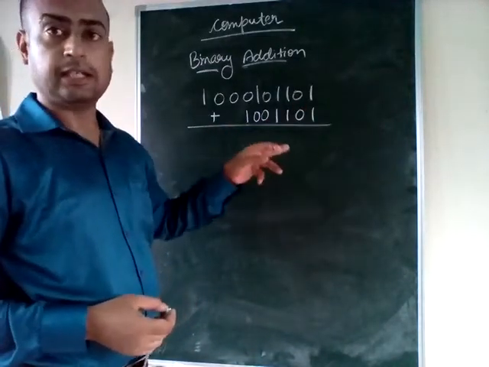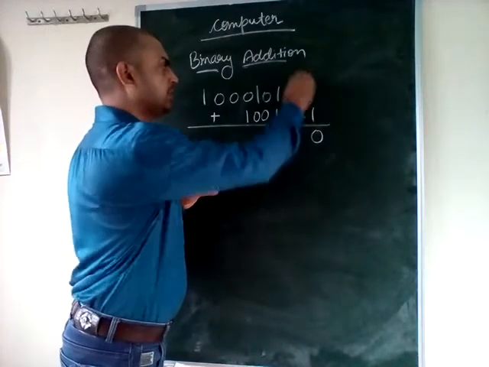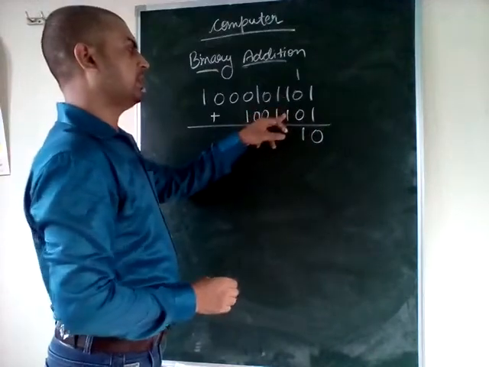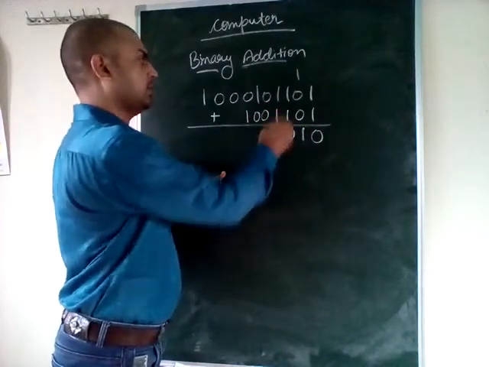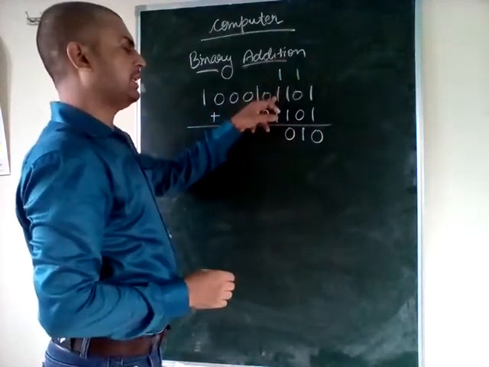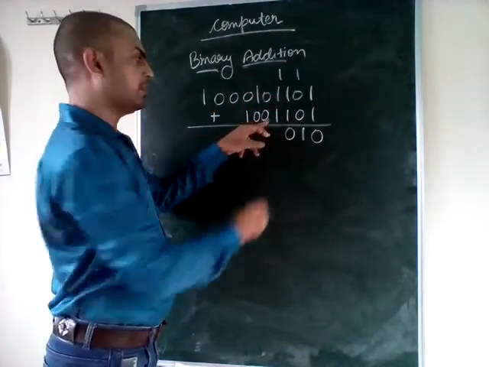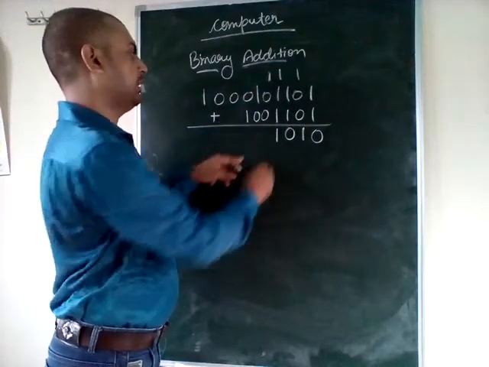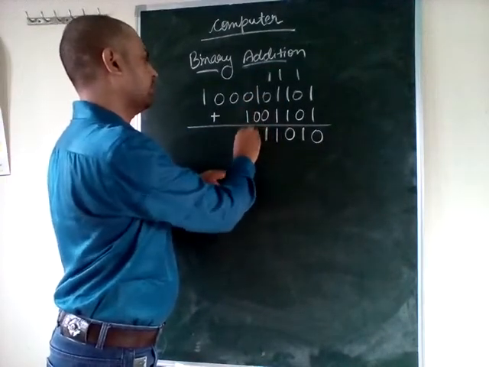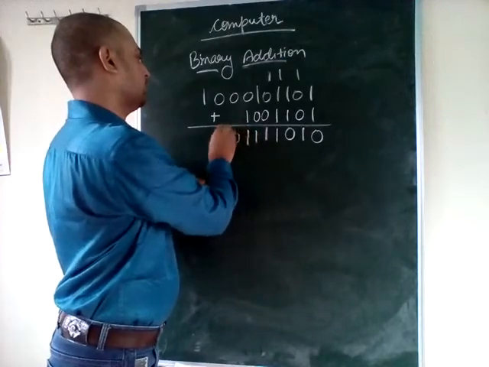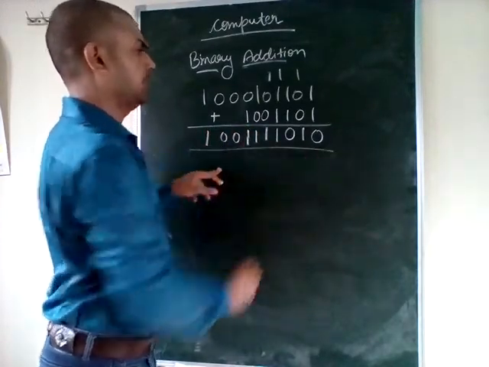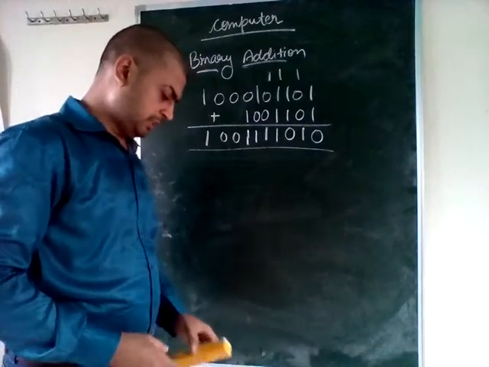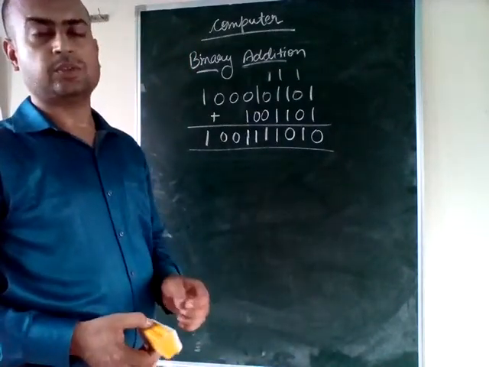1 and 1 is 10. 10 means 0 and 1. Then it will be 1. 1 and 1 is 10. 1 1 and 1 is 10. 10 and 1 is 11. And then 1, it is 1 1 1 0 0 1. This will be the answer of this question. I hope you understand this concept.